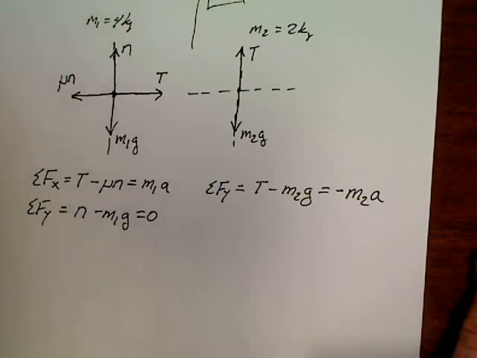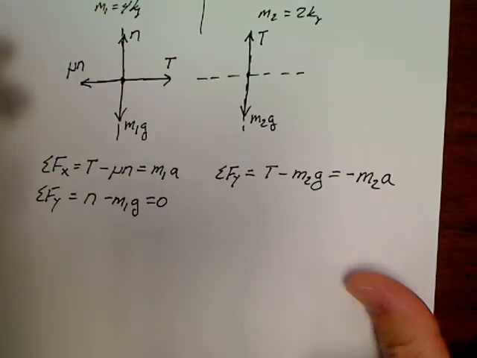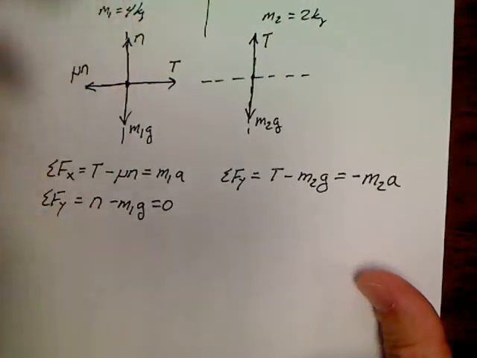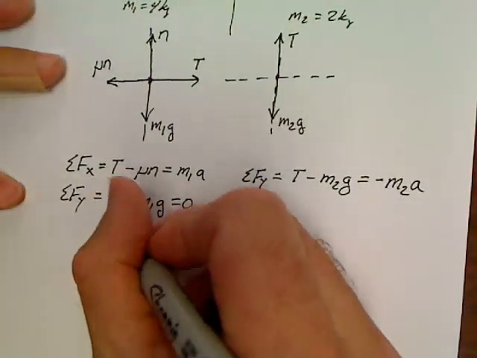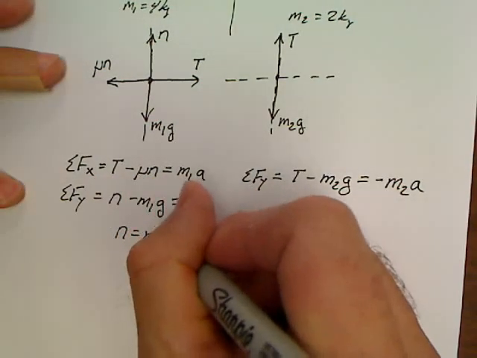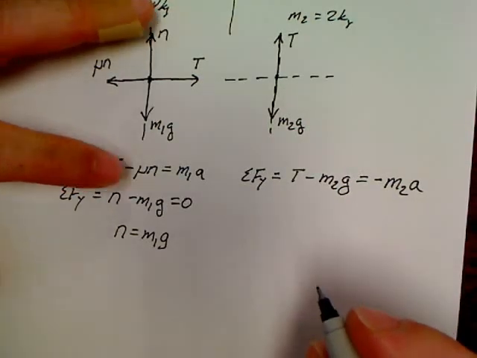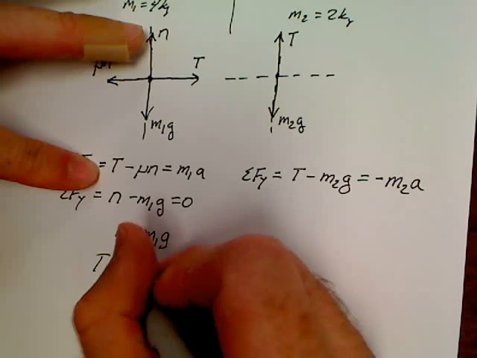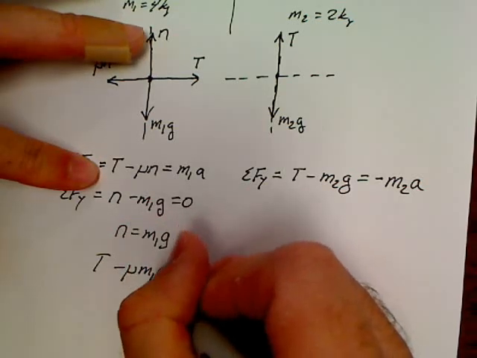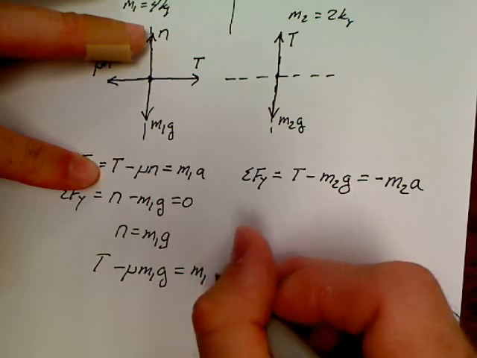This problem's now just turned into a straight up algebra question. If we're looking again for tension and acceleration, we would now solve this for N. N would be equal to M1G. Plug it up into this equation. So T minus mu M1G equals M1A.